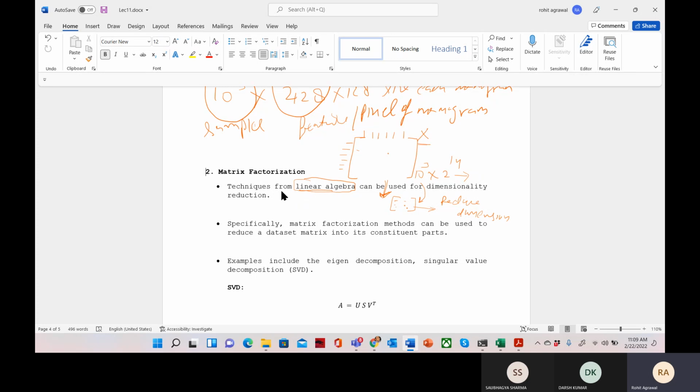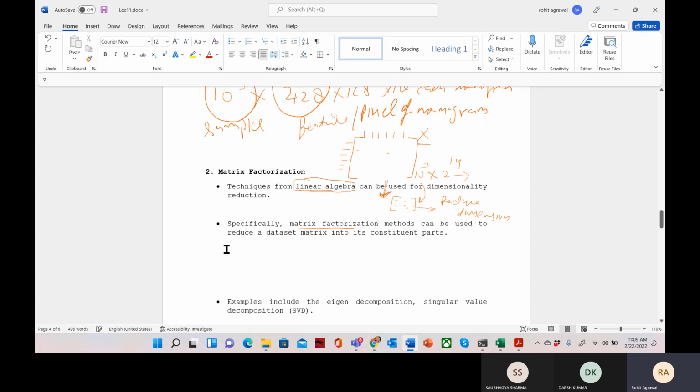What does it mean? Techniques from linear algebra can be used for dimensional reduction, specifically matrix factorization. What does it mean? Anyone know what matrix factorization means? No, sir. Okay, see, I'm just telling you.